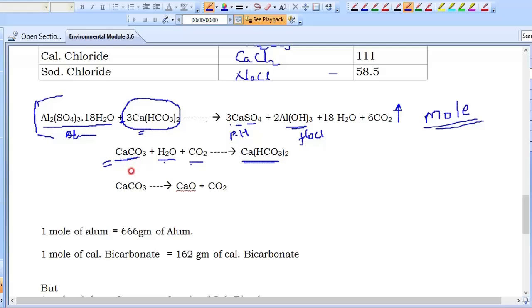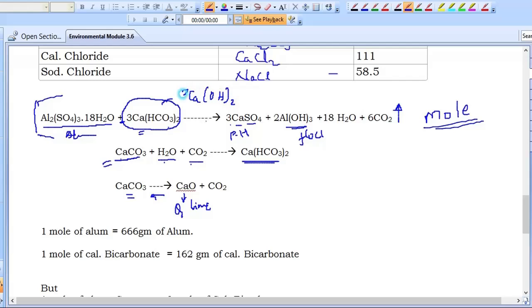But how to get this calcium carbonate? We need to get it by this reaction. This is CaO, which we call quicklime. Quicklime is added with CO2, then we will get CaCO3. Understood? Or otherwise you can show that reaction in this direction also. Now you came to know how we are going to get these. And in place of Ca(HCO3)2, if we don't have it, then we may have Ca(OH)2.